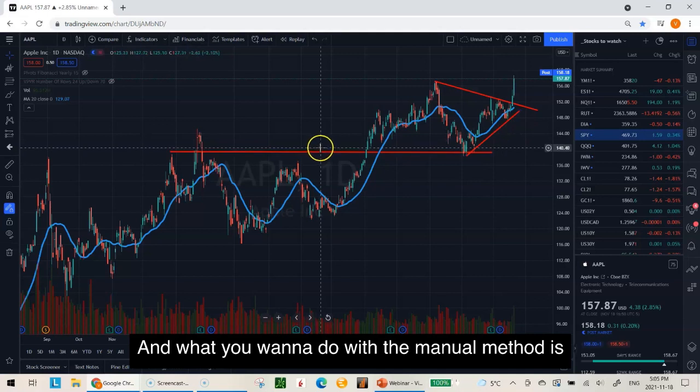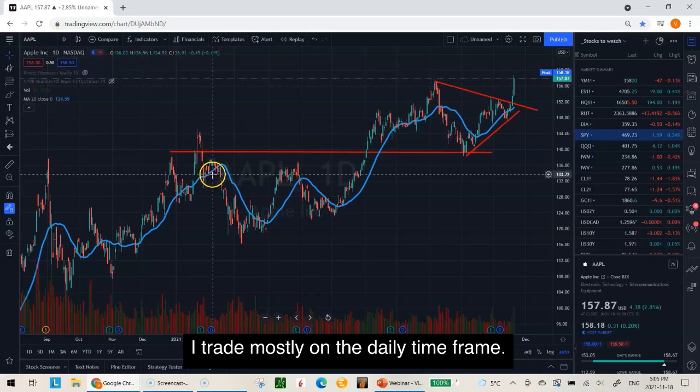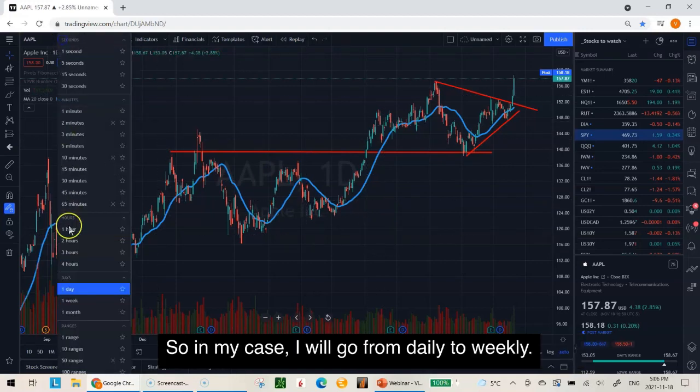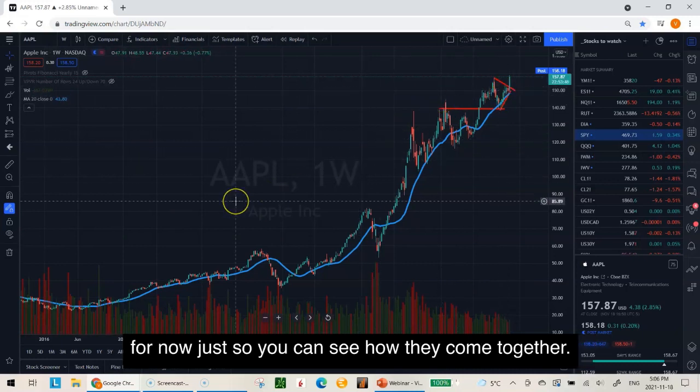And what you want to do with the manual method is select the time frame you're going to trade on. I trade mostly on the daily time frame. And then what you want to do is go up one time frame. So in my case, I will go from daily to weekly.